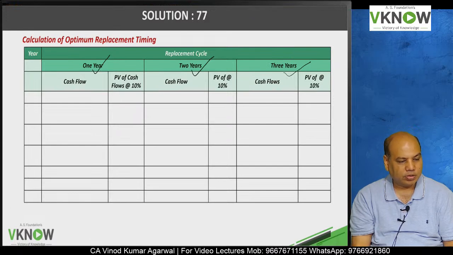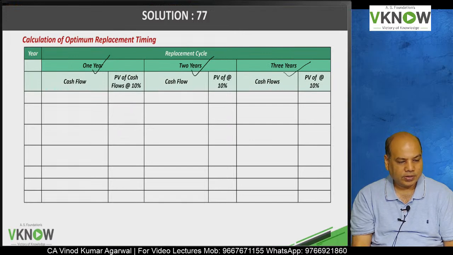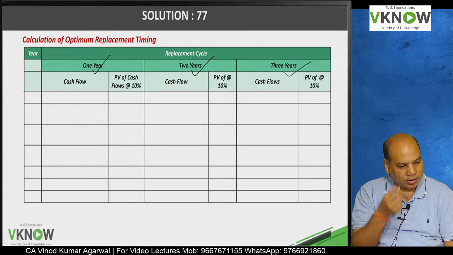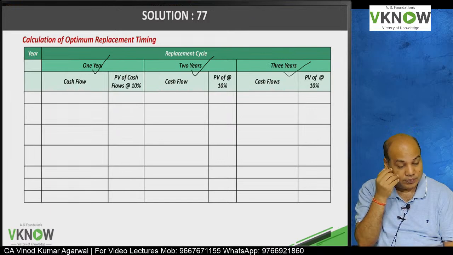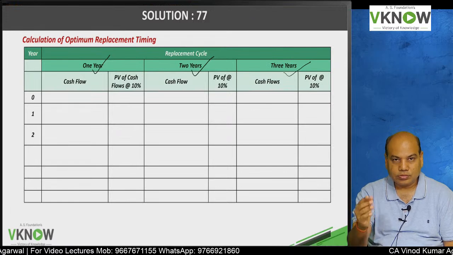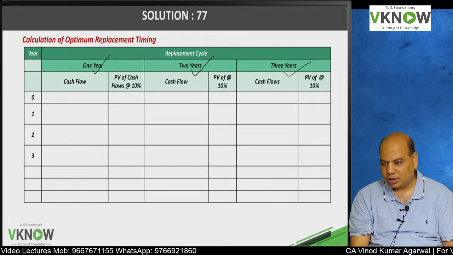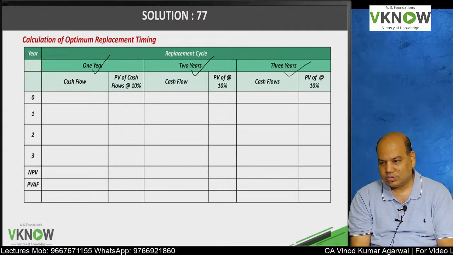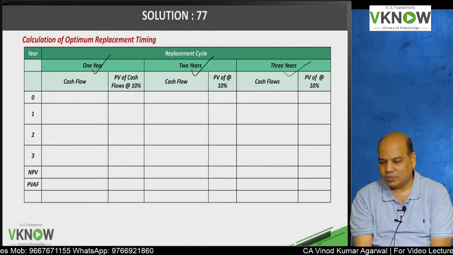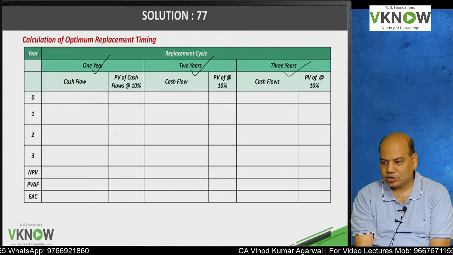This is very similar to the previous question. It has 3 years. The previous question had 4 years, and because it was 4 years, I wrote it separately because it is difficult to fit in one table in the notebook. Right, year 0, 1 line blank, year 1, 1 line blank, year 2, 1 line blank, year 3, 1 line blank, then write NPV, then PV annuity factor, and then EAC. So this will be my format.